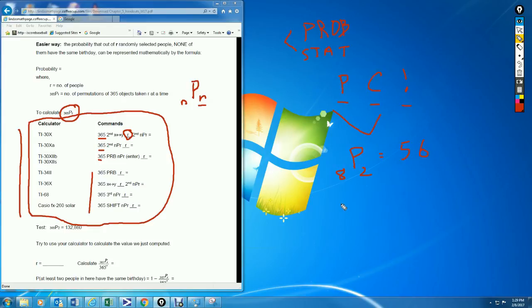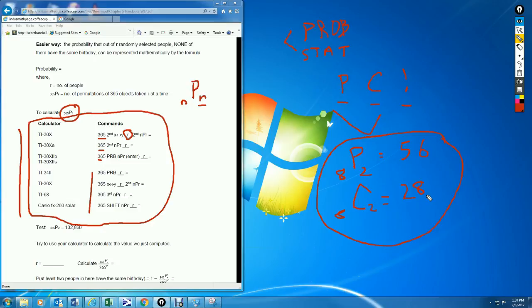And then as long as we're learning how to do permutations, go ahead and find your combination button. It should be very close to the permutation button on your calculator, or like I said, if you have to go into the menu, it's right there. Okay, so 8C2 is equal to 28. Okay, so use these as your test cases.